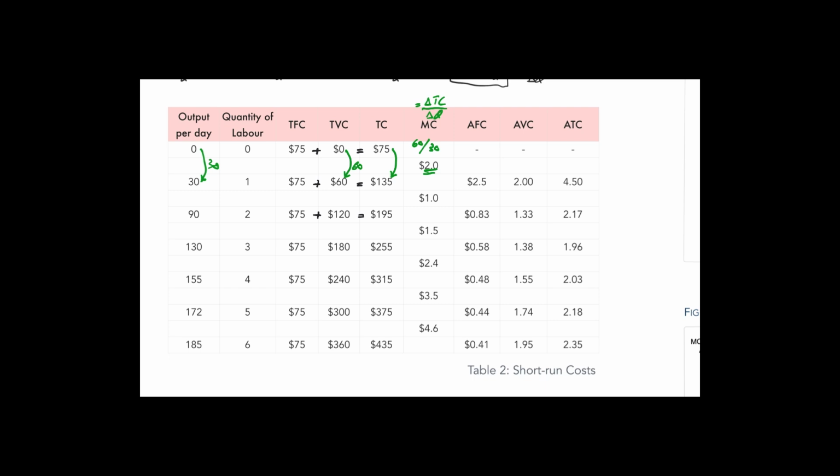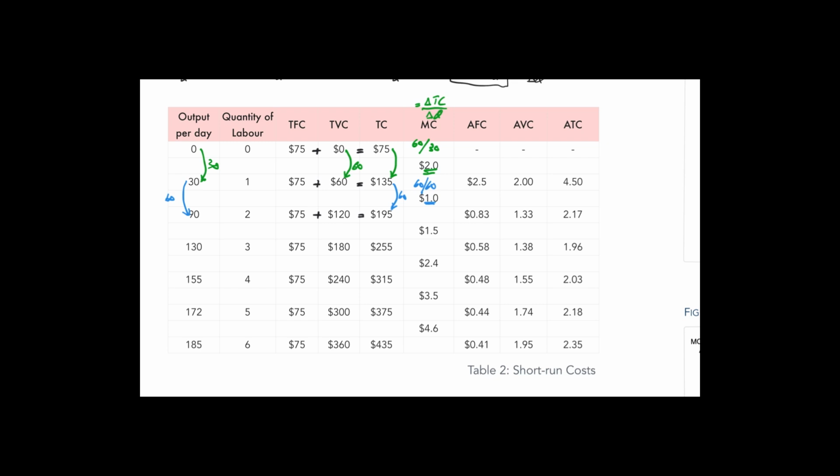After that, for another 60 cars, the change in the total cost is also 60. So 60 divided by 60 gives me 1. So this is how I am dealing with this. All right. So change in total cost over change in quantity, I get my marginal cost. When I plot this marginal cost, it's going to look like first it's going to go down and then it's going to start going up again as the number of cars increases.